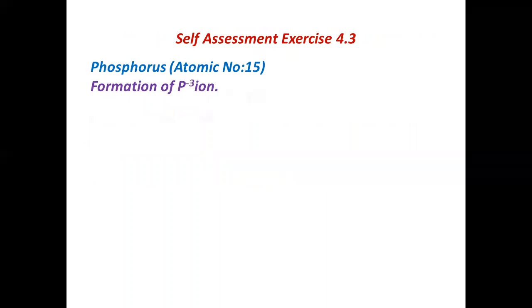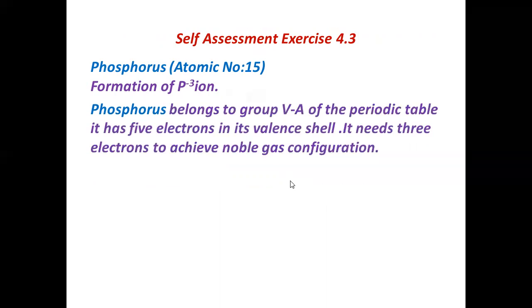Second one is phosphorus. Atomic number of phosphorus is 15. Same like nitrogen, phosphorus also belongs to group 5A of the periodic table. It has 5 electrons in its outermost shell and it needs 3 electrons to complete the outermost shell or to achieve the noble gas electronic configuration.